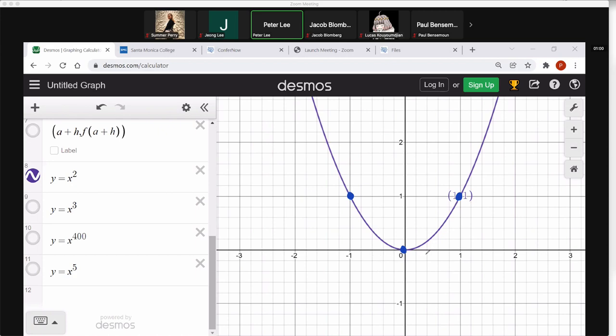But then it will be flatter near the origin and deeper as we go to the edges. This is how the graph looks like. And by the way, this is what I want you to do. When you get into graphing, why don't you try to sketch the graph before you actually graph it? And when you graph it, this is what you get.